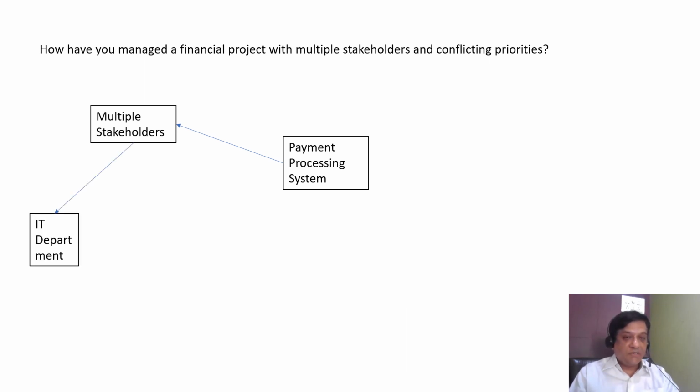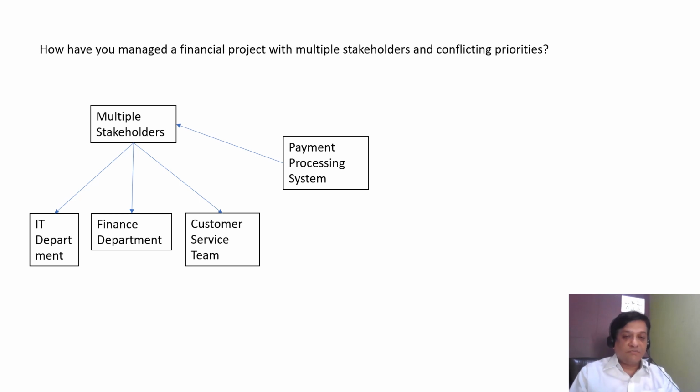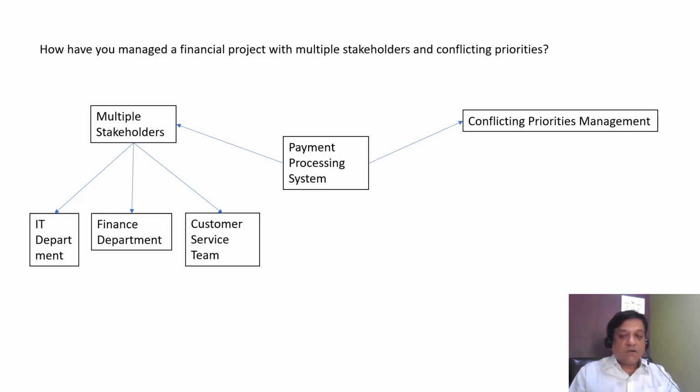One was the IT department, the finance department, and the customer service team. Each one of them had their own priorities and their own requirements. So, what I did as a business analyst is very interesting to know for conflicting priorities management. The very first thing is to identify the stakeholders and their priorities. Being a business analyst, I first saw who the stakeholders are, like in our case, the IT department, finance department, customer service team, and what their priorities are.